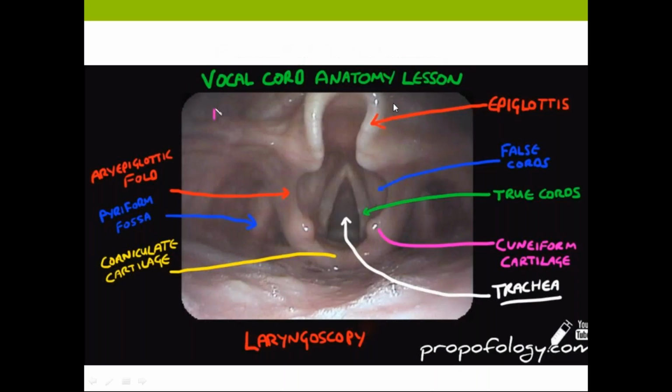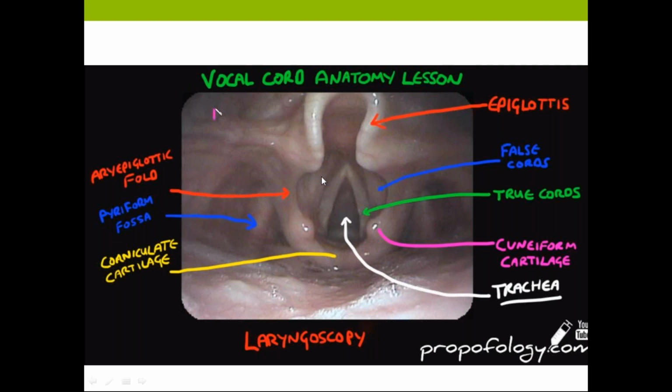Now next we'll go on to the vocal cord anatomy in laryngoscopic view. This is the laryngoscopic picture of the inlet of larynx. Actually, this is an indirect laryngoscope. Now you can see the epiglottis here, and this is the vocal fold, the true vocal cord. The space here is the rima glottidis. Inside you can see the trachea.